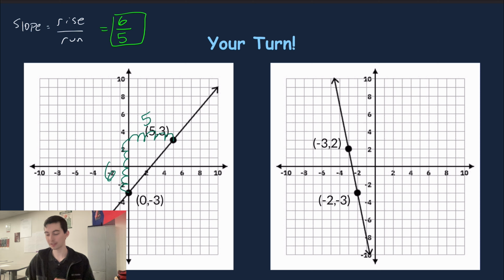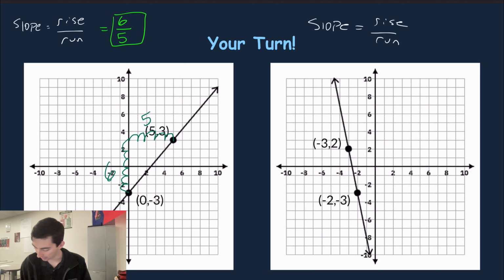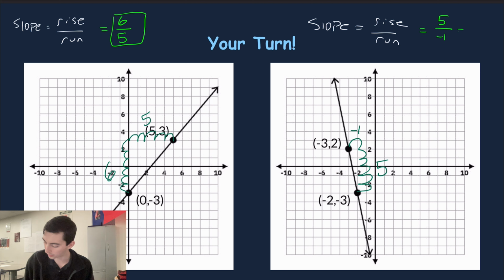Pause the video now and try this next graph on your own. Hopefully you tried it. So let's remember slope is our rise over our run. So let's start from the bottom and count up. We're going up 1, 2, 3, 4, 5. So my rise is going to be 5 over my run. This time I'm just going left 1, which means my run is -1. And 5 divided by -1 means my slope is -5.